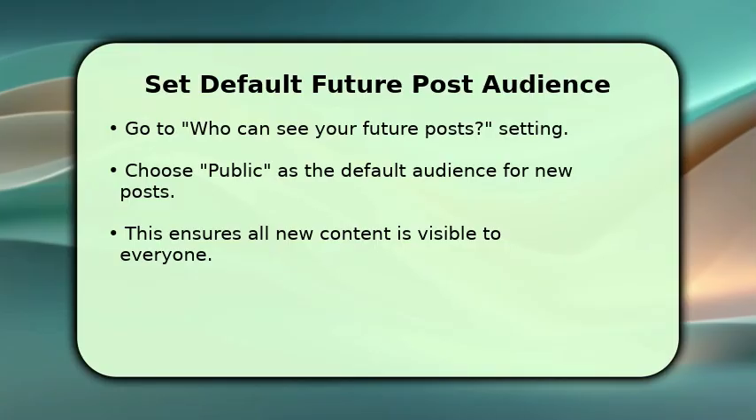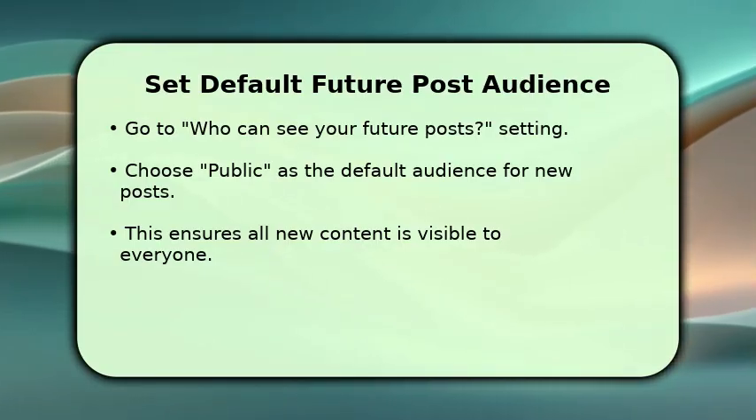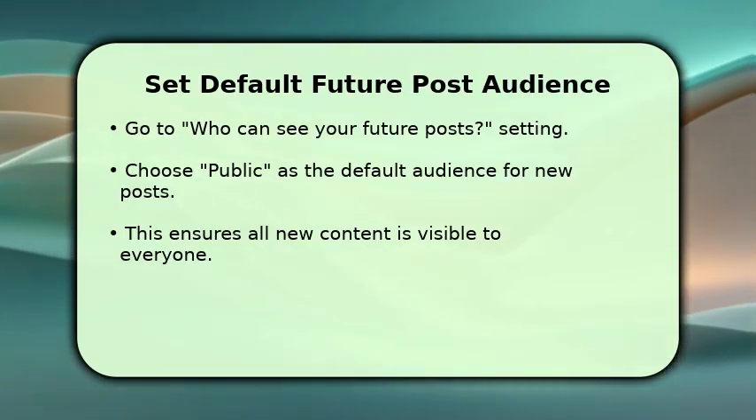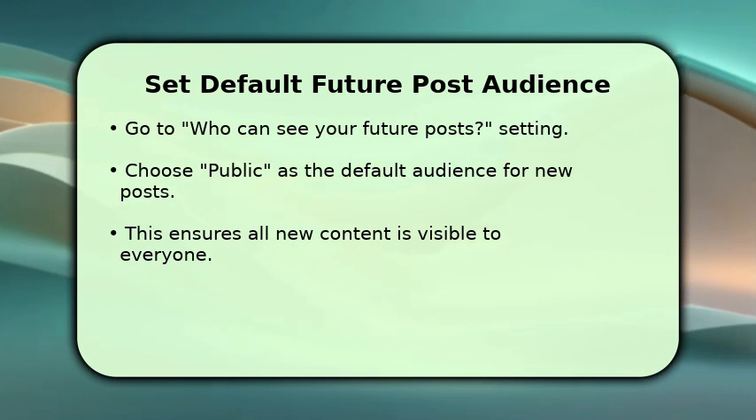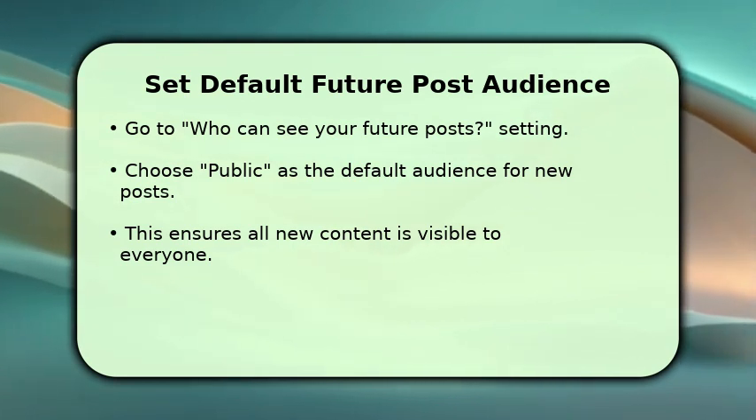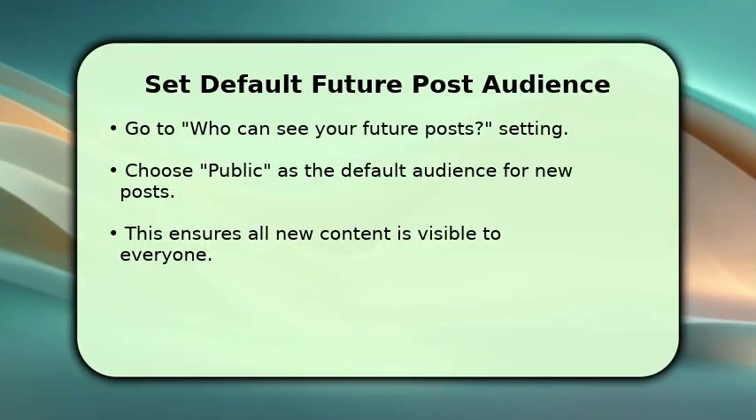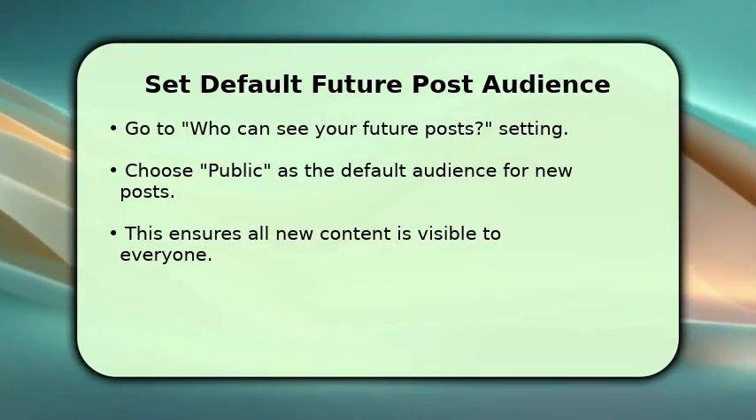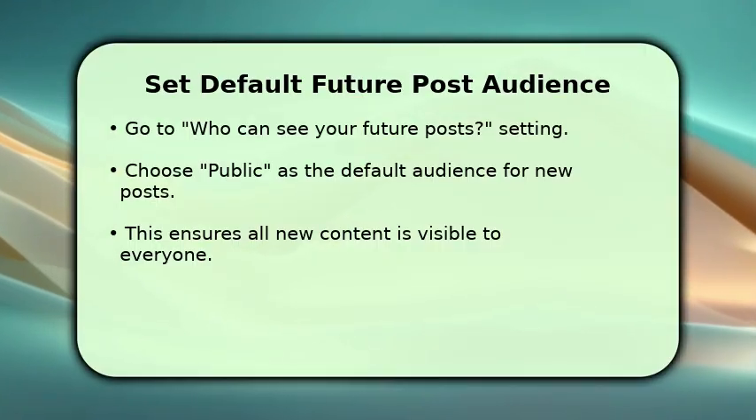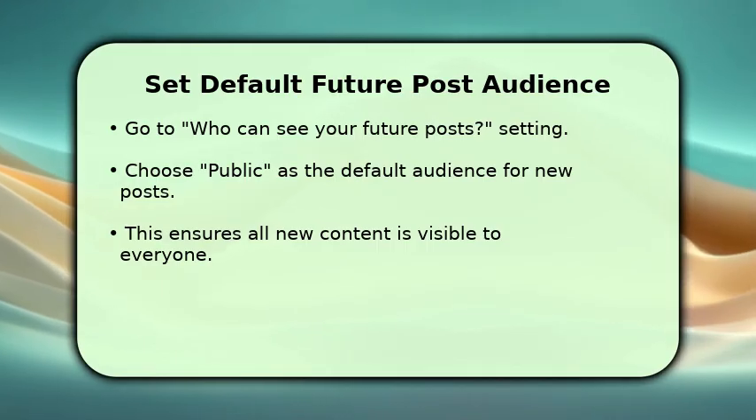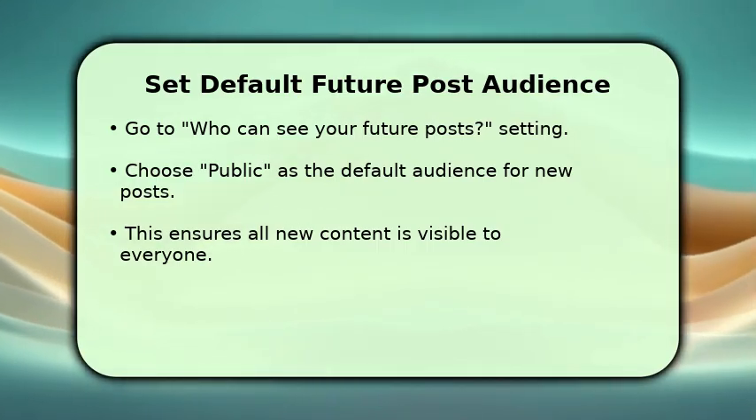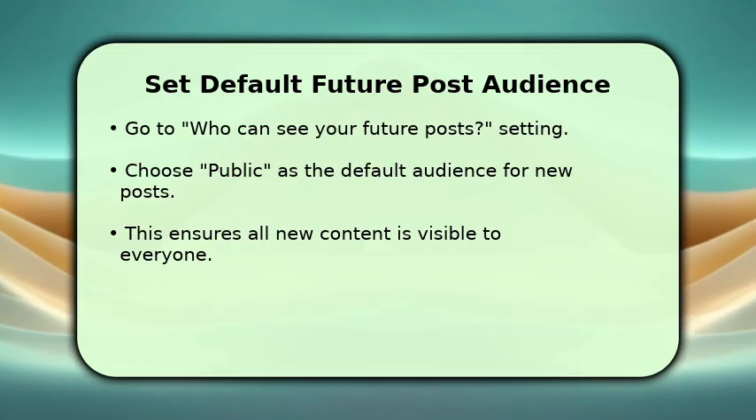Now, let's ensure your future posts are public by default. In the same privacy settings, locate the section titled Who Can See Your Future Posts. Click or tap on this option. A drop-down menu will appear. Select Public from the choices. This simple step means that every new post you create will automatically be visible to everyone on and off Facebook, without needing to change it each time.